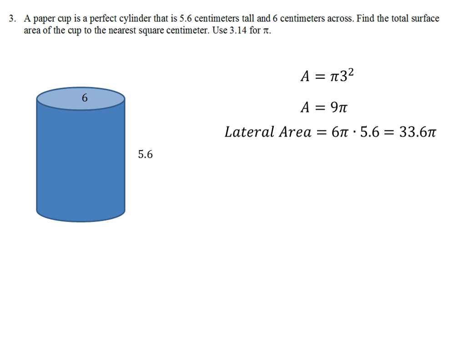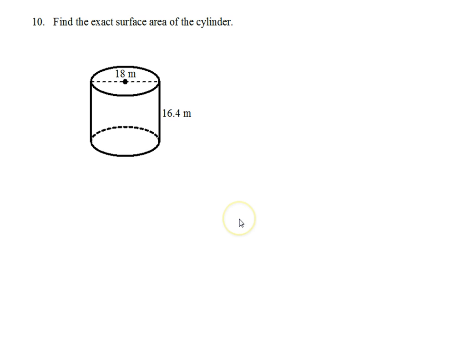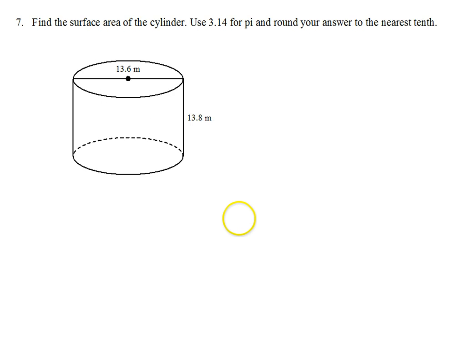The surface area of the cylinder, or of the paper cup, is going to be when we add those together. So we get 9 pi plus 33.6 pi, which is 42.6 pi. Using 3.14 for pi, we plug that in, and we get, whoops, no, this is not what we wanted.